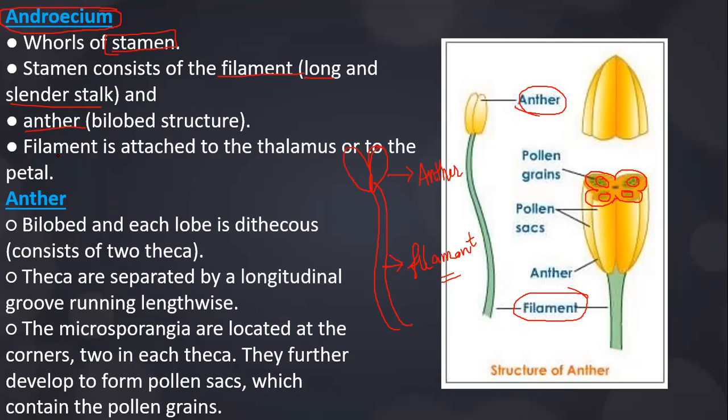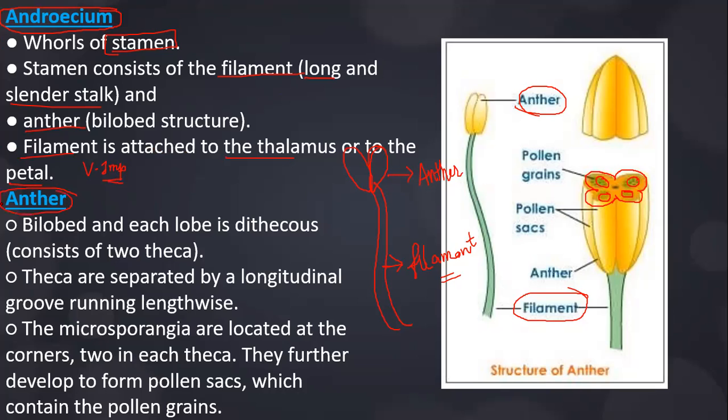Okay. So the filament is attached to the thalamus or the petal. Very important question. Very, very important question. I think yesterday's MCQ polls, I created some polls, 25 polls, and altogether now I think we have completed 35 or 40. So in that, one question was filament is attached to the dash. The answer was thalamus or the petal. Okay. The filament is attached to the thalamus or the petal of the flower.